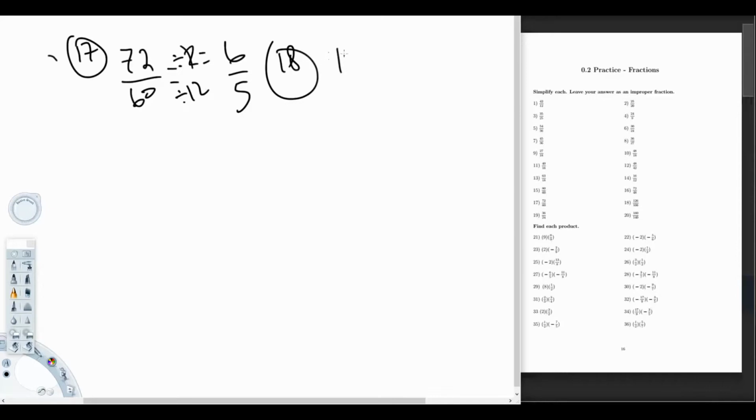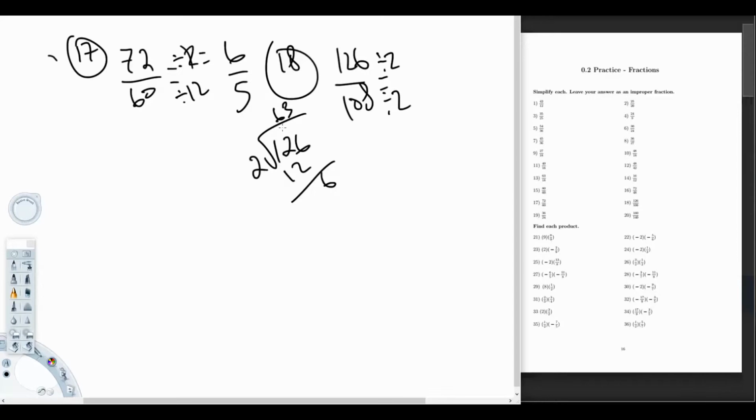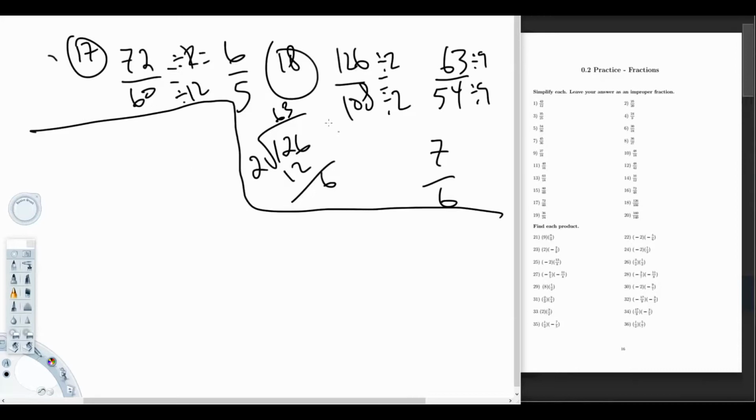126 over 108. I have no idea what this one reduces to, so I'm going to start by dividing everything by 2. So 126 divided by 2 is 63. And 108 divided by 2 is 54. So this you can divide by 9, this you can divide by 9, which equals 7 over 6. Yeah, that makes sense. See, sometimes you got to do it in more than one step.